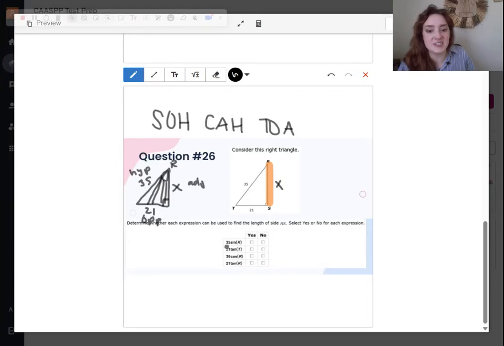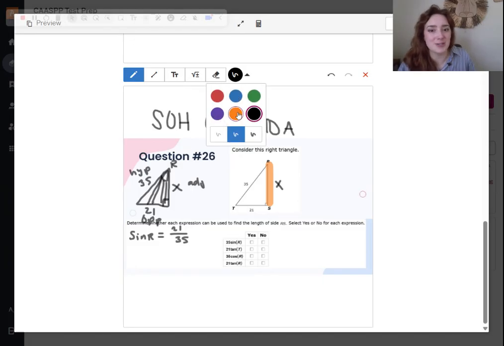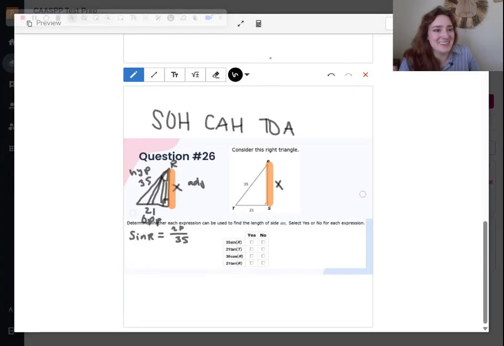The first one they did was the sine of R. The sine of R is opposite over hypotenuse. You might notice our goal, what they told us, is we need to find X, which is the adjacent. And X isn't even in there. So this is not going to help us at all, because we are not even including X, and we're trying to find that.